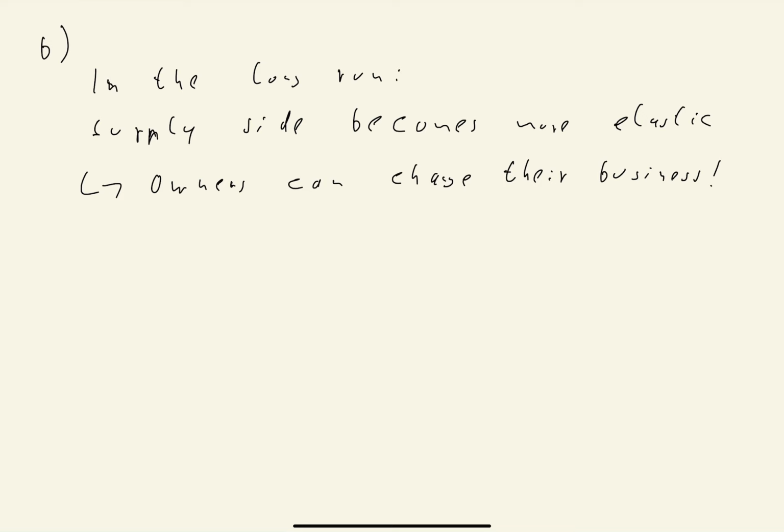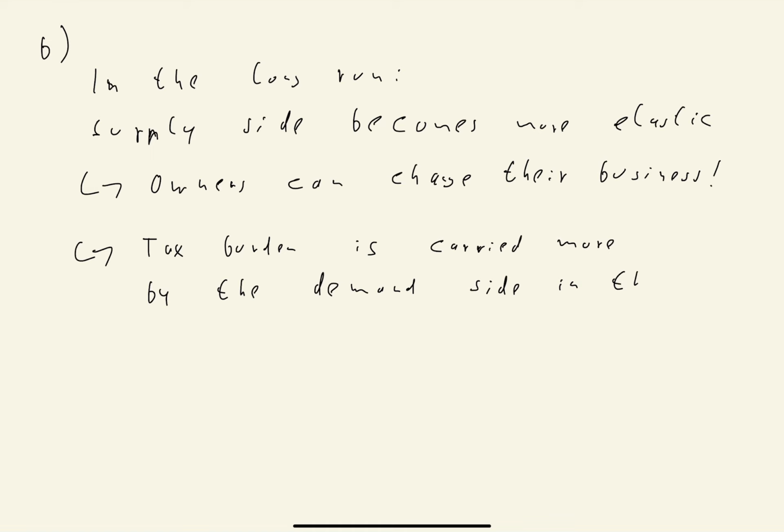So they can change their business, and hence the tax burden is carried more by the demand side in the long run. So in the long run, things change. It's not equally carried anymore by both the suppliers and the consumers or demand side, but now it's carried more by the supply side. And we can also see this if we draw it graphically.